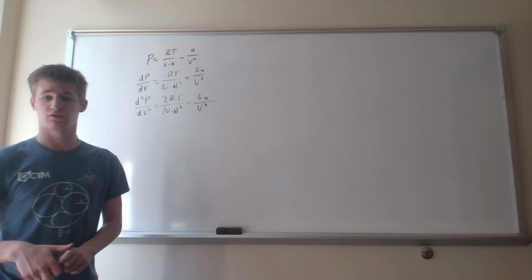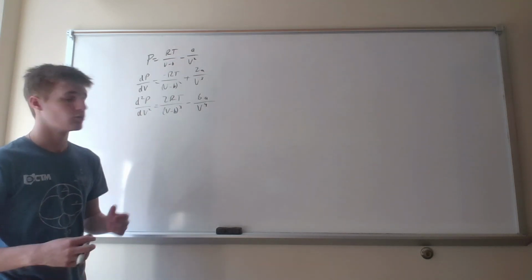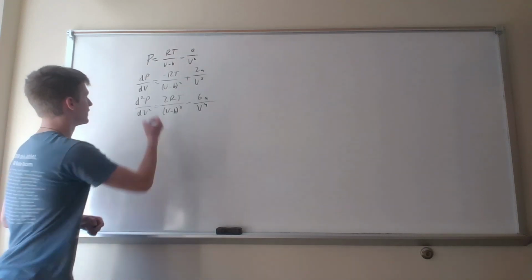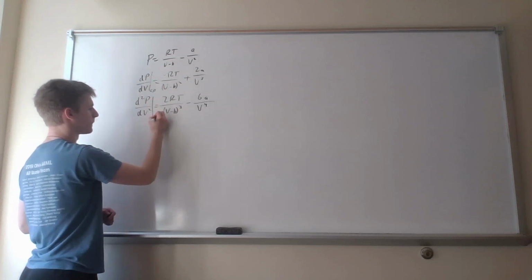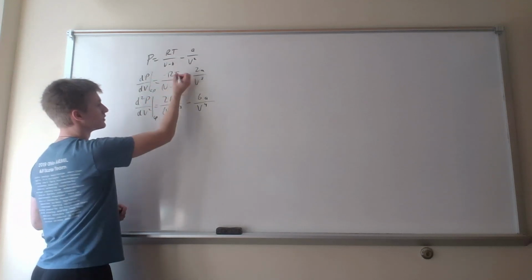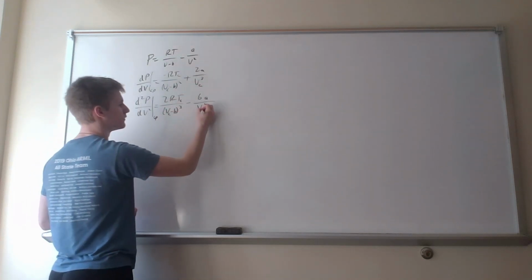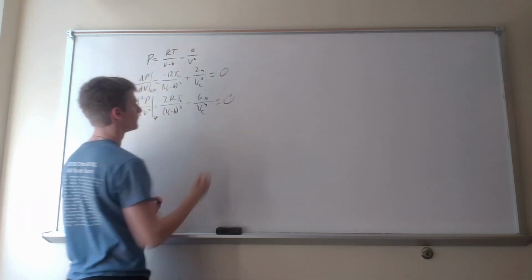Now at the critical temperature, we can say the first and second derivatives will both be equal to 0. So if we go ahead and evaluate these at the critical point, we will be using critical temperature and critical volume for each of these. And now we can say those are equal to 0.